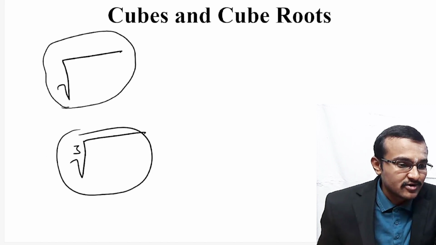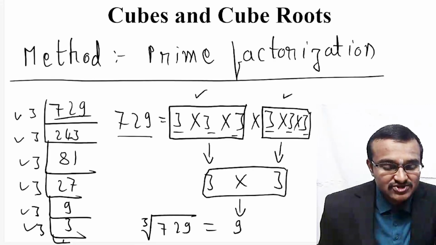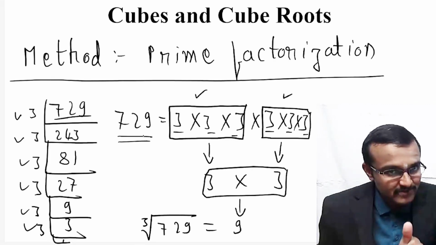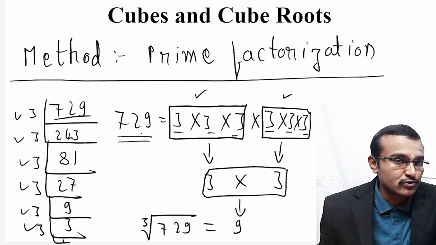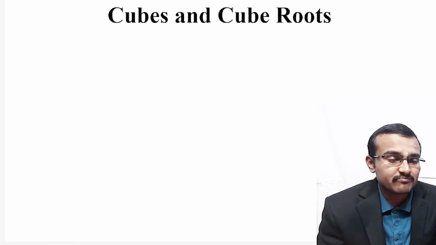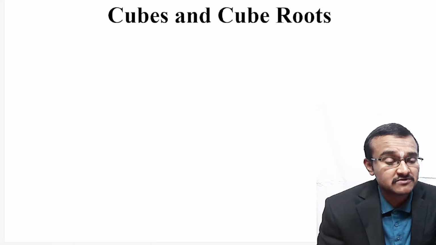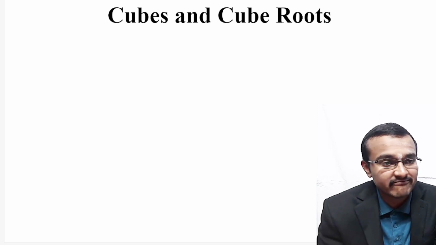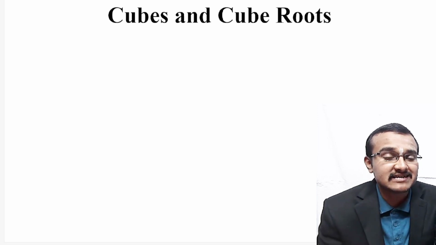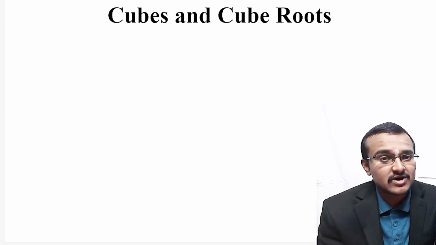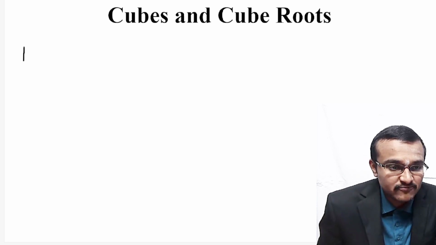So here also, using prime factorization, you can find whether a number is a perfect cube or not, and you can also find the cube root of that perfect cube number. Based on this prime factorization method, you have certain examples in the textbook. You can refer to those examples, and you have exercise 6.1. So I'll just solve exercise 6.1 now.